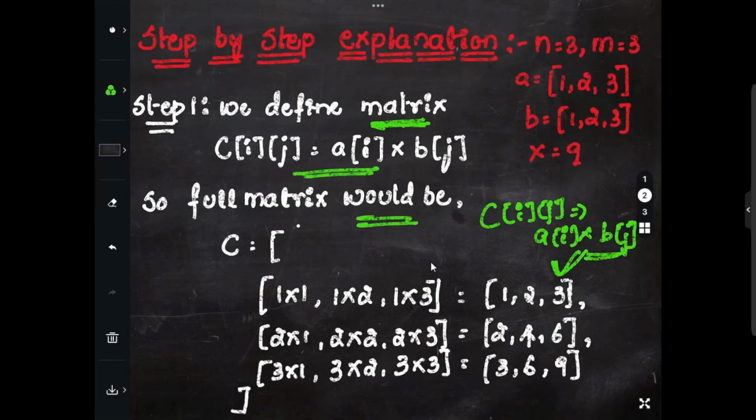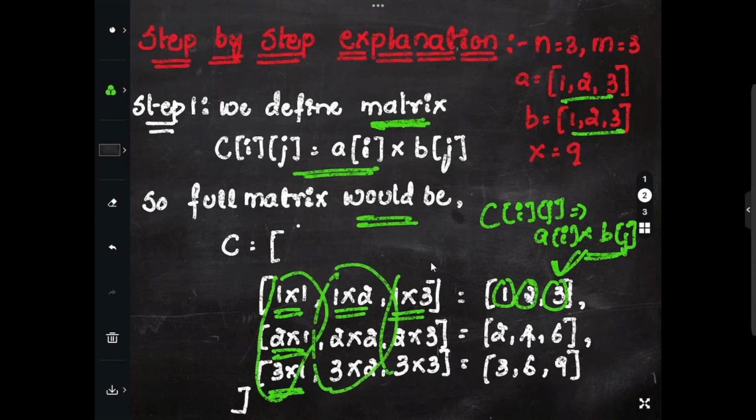The full matrix would be C equals 1 into 1, 1 into 2, 1 into 3, which is 1 2 3. The same goes with 2, and with 3, because we have 1 2 3 and 1 2 3 here. So this would be 1 into 1, 1 into 2, 1 into 3; 2 into 1, 2 into 2, 2 into 3; 3 into 1, 3 into 2, 3 into 3. Based on C of ij equals A of i into B of j, it would be 1 2 3, 2 4 6, 3 6 9.